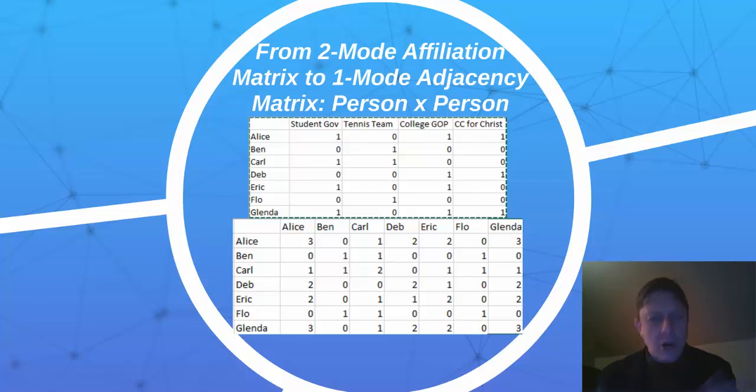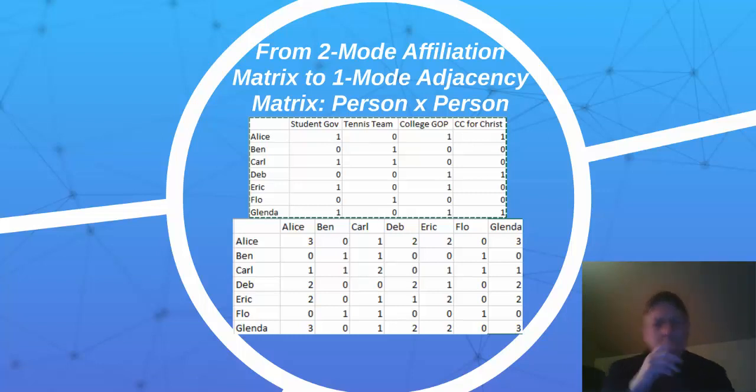What about Carl? Carl shares 2 groups with himself? Yes, the student government and the tennis team. And so you could go on and on. Deb is a member of 2 groups, so she shares 2 affiliations with herself. Eric, the same, member of 2 groups, 2 affiliations with himself. Flo is only a member of 1 group, like Ben. She's only on the tennis team, so she only shares 1 with herself. And Glenda shares 3 with herself because she is, like Alice, a big joiner. She's joined 3 student organizations. In fact, the same 3 that Alice has joined.